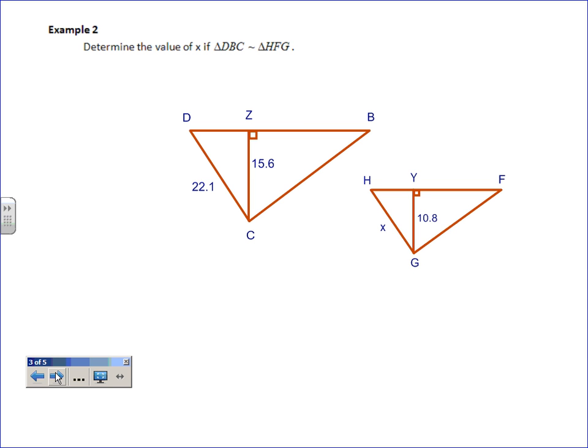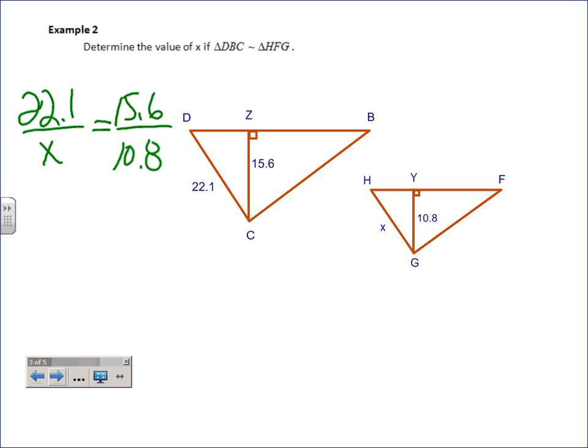Again, this is triangles. You have so much freedom here. You have to decide how you want to do it. A lot of the way we've been doing it is like this. 22.1 over x is kind of the way we've been doing it, left to right, because that seems like that's how we like to read and think. And if I set it up that way, I have to go 15.6 over 10.8. It's a little harder to see any reducing on this one, so you might just go ahead with the calculator on this. And so why don't you go ahead and solve this one?